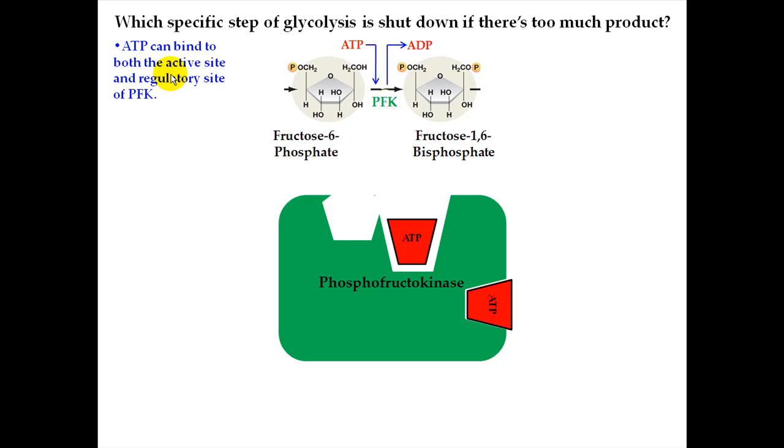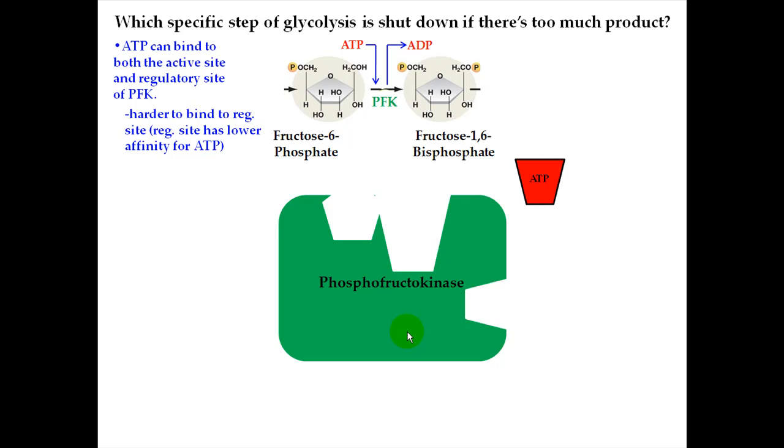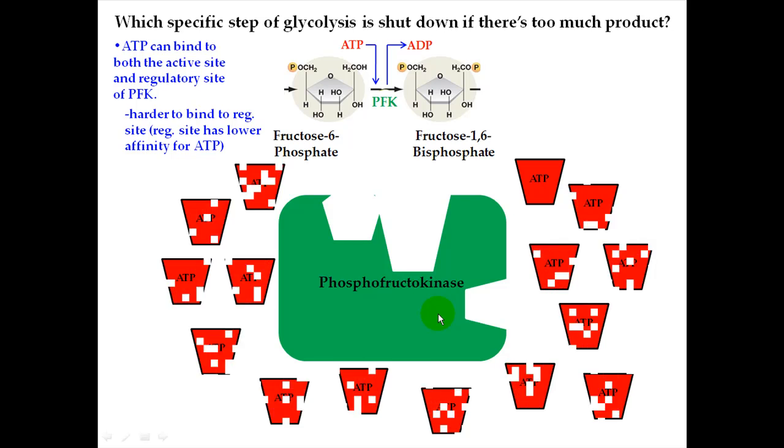So ATP can bind to both the active site and the regulatory site of phosphofructokinase, but it has a harder time binding to the regulatory site. And again, the reason for that is because the regulatory site has a lower affinity for that ATP molecule. So here's the consequence of that. So again, ATP can bind easier here as compared to here. So that means if there's only one or just a few ATP molecules floating around in the cell, chances are that ATP molecule will bind here instead of here, right? Because it's easier for that ATP molecule to bind here.